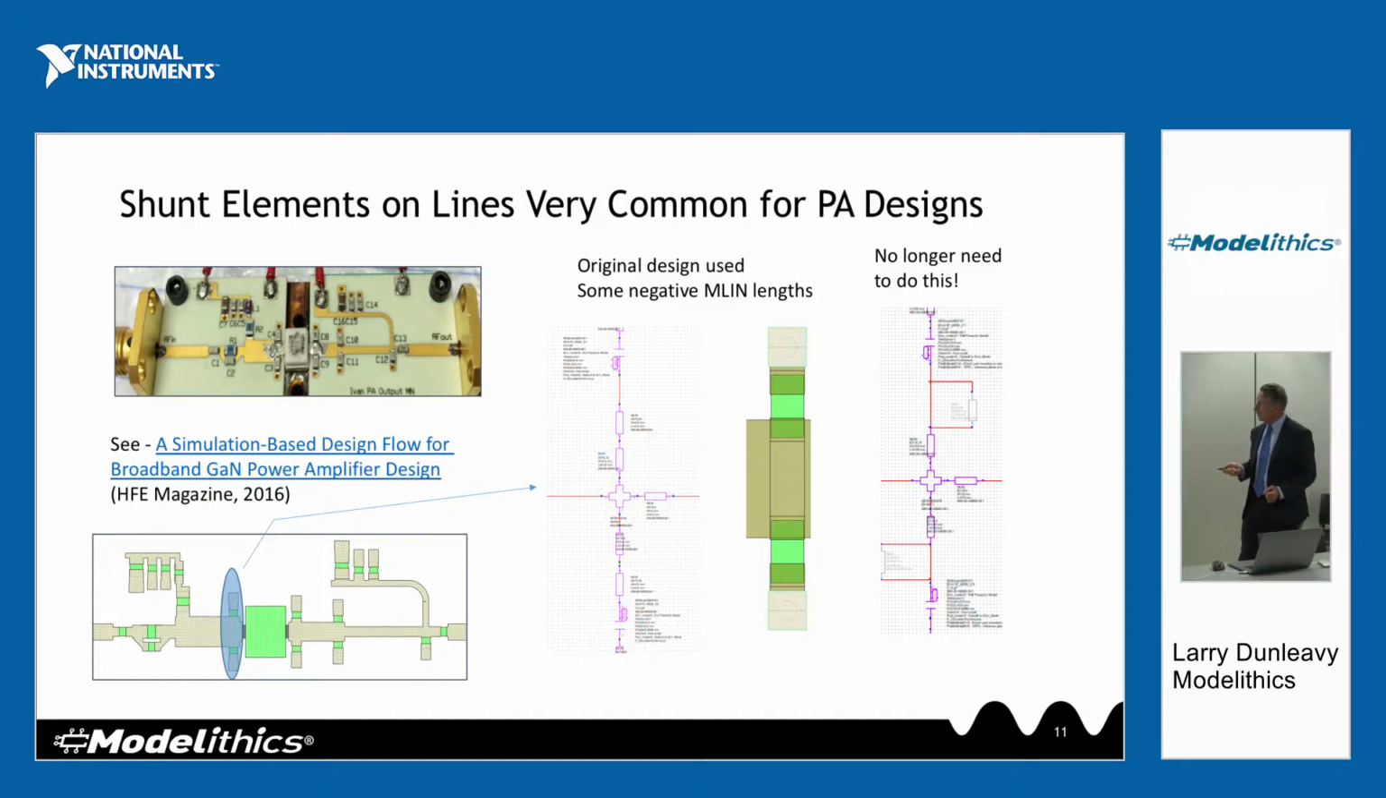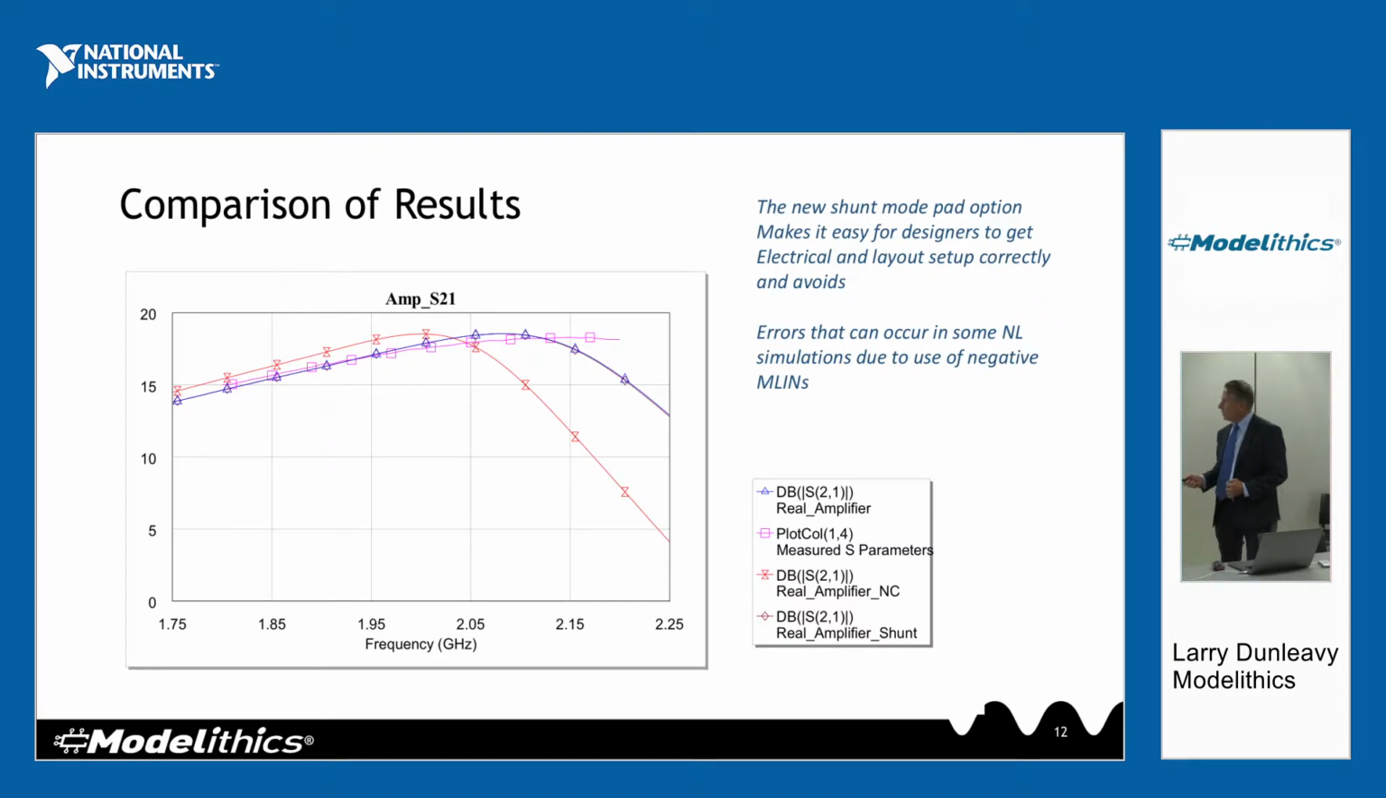So I got those out of there, and we just put in the new shunt mode model. It's on a pull-down menu. And this is showing the red. It's really kind of hard to see. The pink is the measured data. This is just S21 of the amplifier, right? This is what happens if you didn't do that negative transmission line correction.